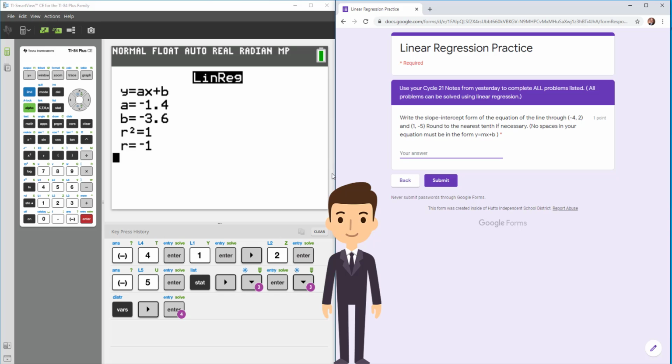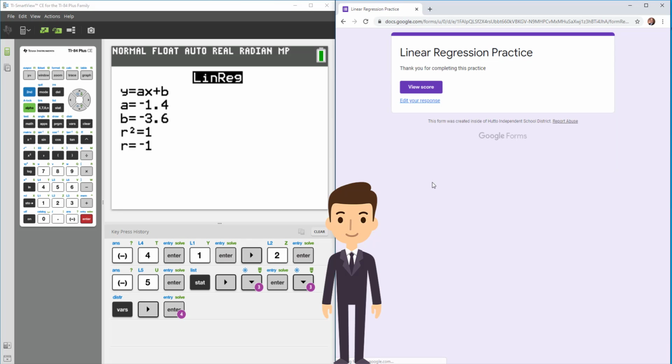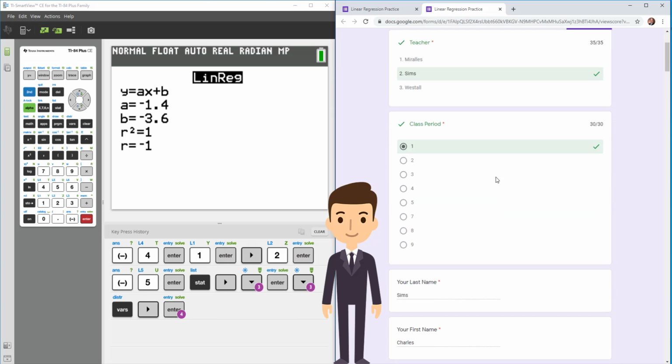Oh, sorry, pardon me. So I'm going to type in y is equal to -1.4x minus 3.6, and that's my answer. Okay, I'm going to submit that. I'm going to view my score. Let's see how I did.